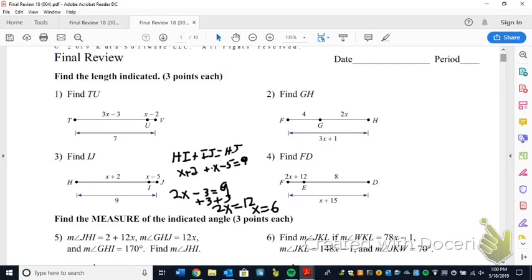Again, we need to plug back in. Here we're looking for IJ. So it's that short distance. We're going to go 6 minus 5 is 1. 6 plus 2 is 8. And so that checks, because we add those together and they equal 9.